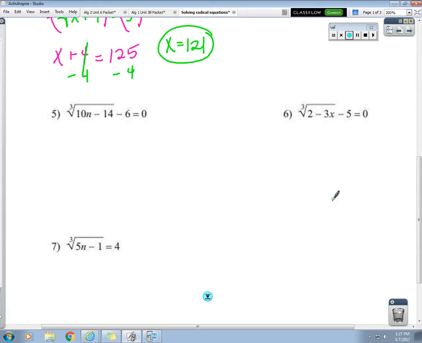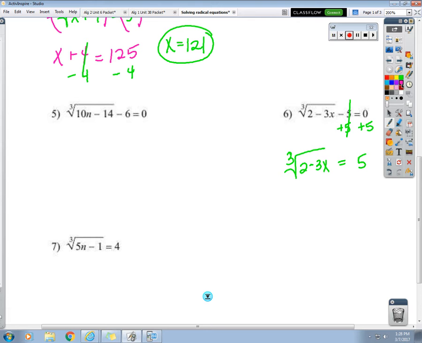Correct. That 5 is not trapped up under, so we're going to add it over. So now I have the cube root of 2 minus 3x equals 5. Now what do I need to do? Right. Everything else is trapped up under, so I need to get rid of it by cubing it. So now those cancel each other out, and I have 2 minus 3x equals 125.